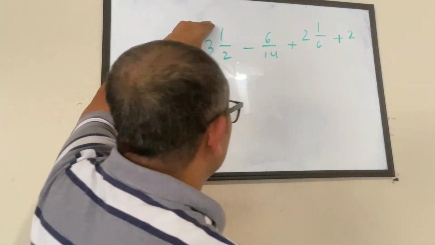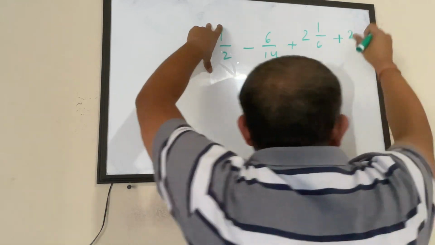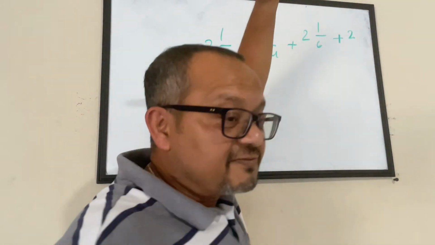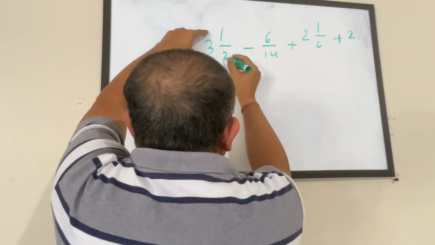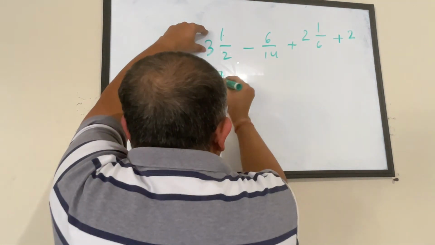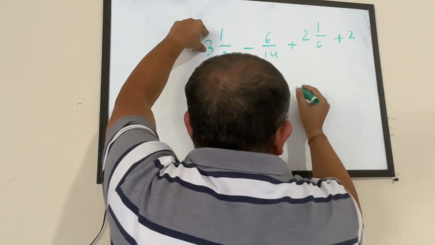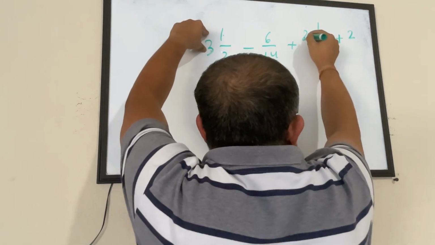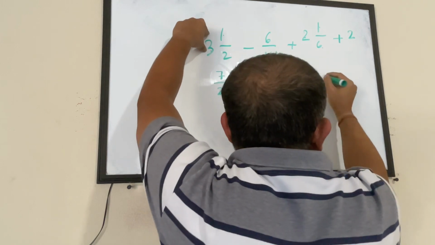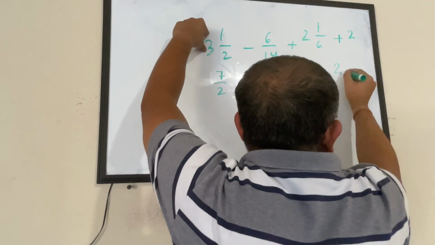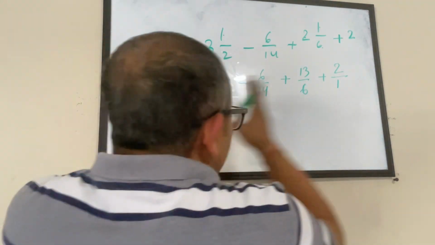So this is a mixed number. This is a fraction. This is a mixed number. This is a whole number, a natural number. Fraction is my best friend, so I'll convert everything to a fraction first. This one becomes a fraction: 3 2s are 6 plus 1, 7 by 2. Minus 6 by 14. This is already a fraction, I will not touch this. Plus 2 6s are 12 plus 1, 13 by 6. Plus 2. This is a whole number, I can convert this to a fraction like this. So that way everything is a fraction.